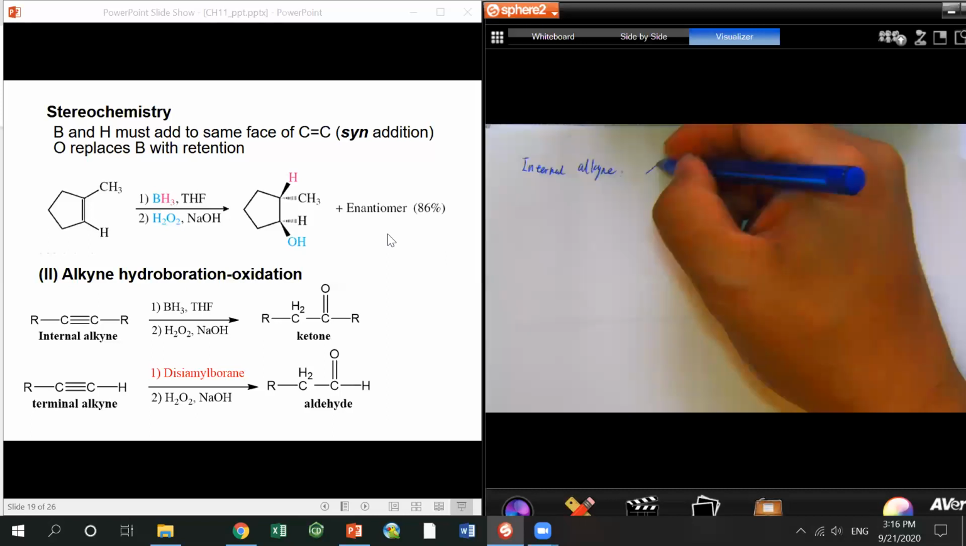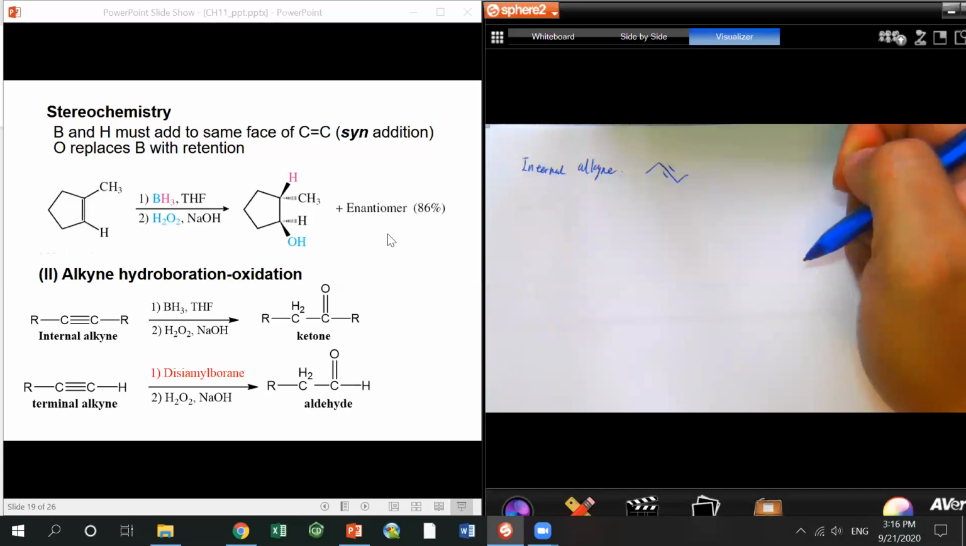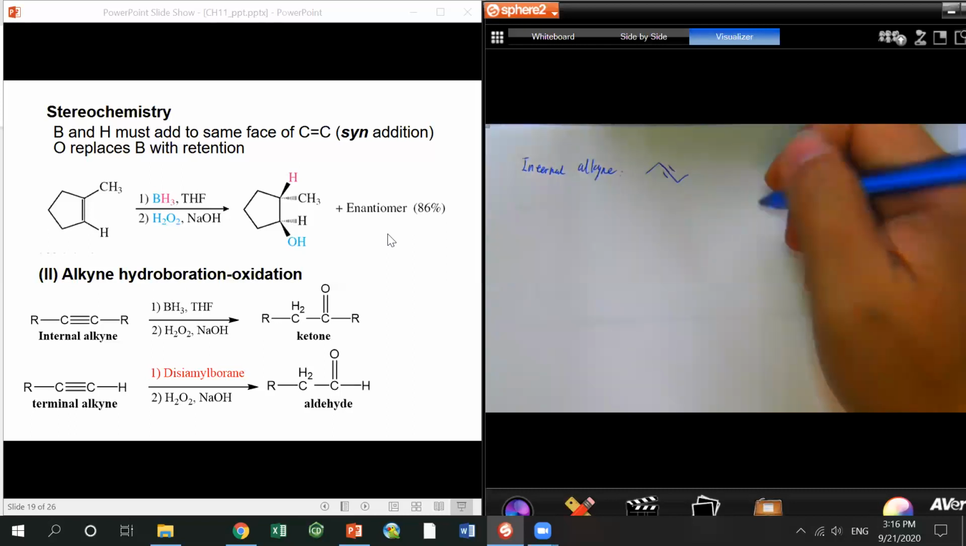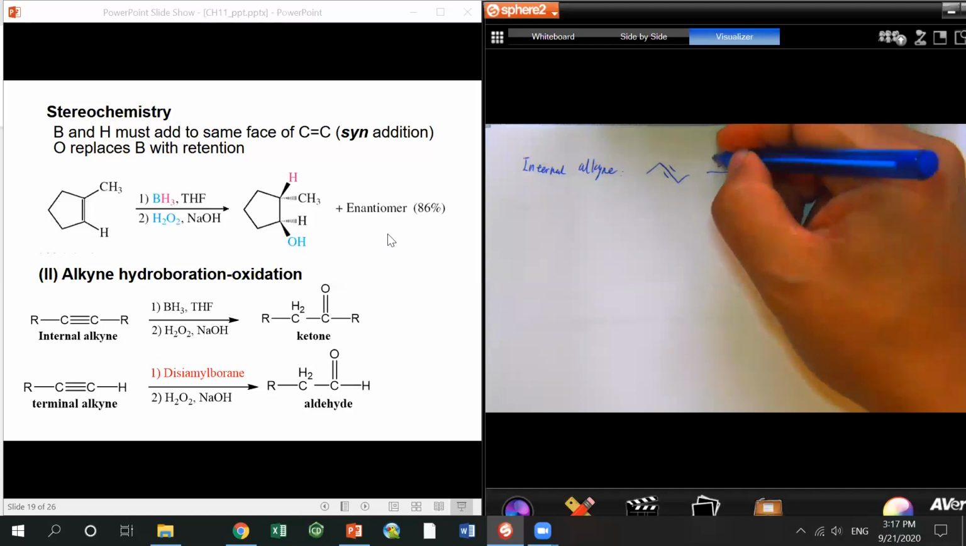Let me give you one example. We have this alkyne, and we apply the same reaction conditions.